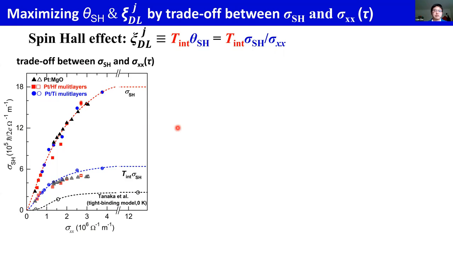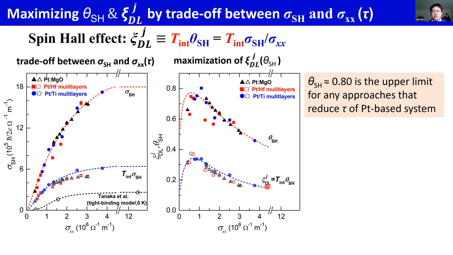And so we plot here the measured dampinglike torque efficiency, which shows a peak with a shortening carrier lifetime, or reducing electrical conductivity. This peak is in between 0.3 to 0.4. And the corresponding spin Hall ratio also shows a peak around here with an amplitude of 0.8. We think this peak value of 0.8 is the upper limit for the spin Hall ratio of platinum-based systems if it's achieved by whatever approach that reduces carrier lifetime tau.